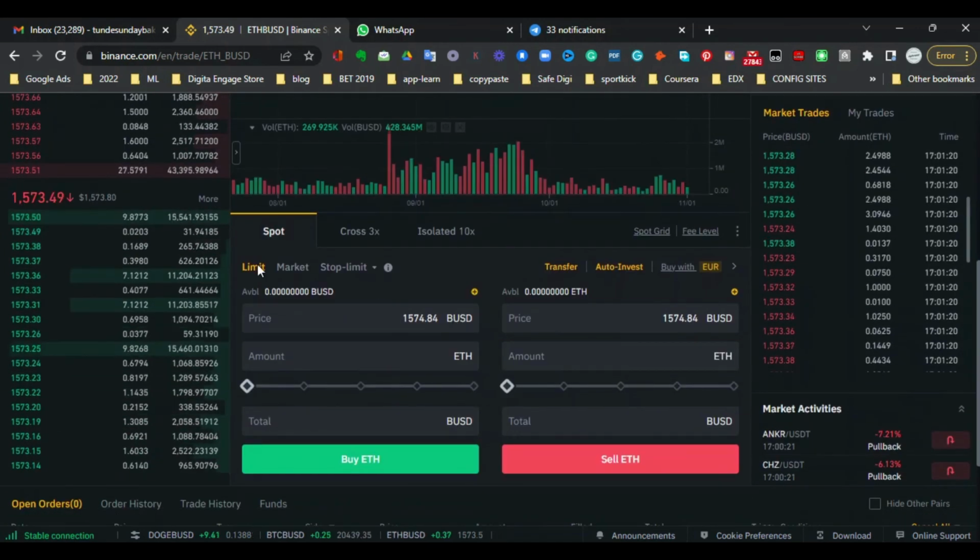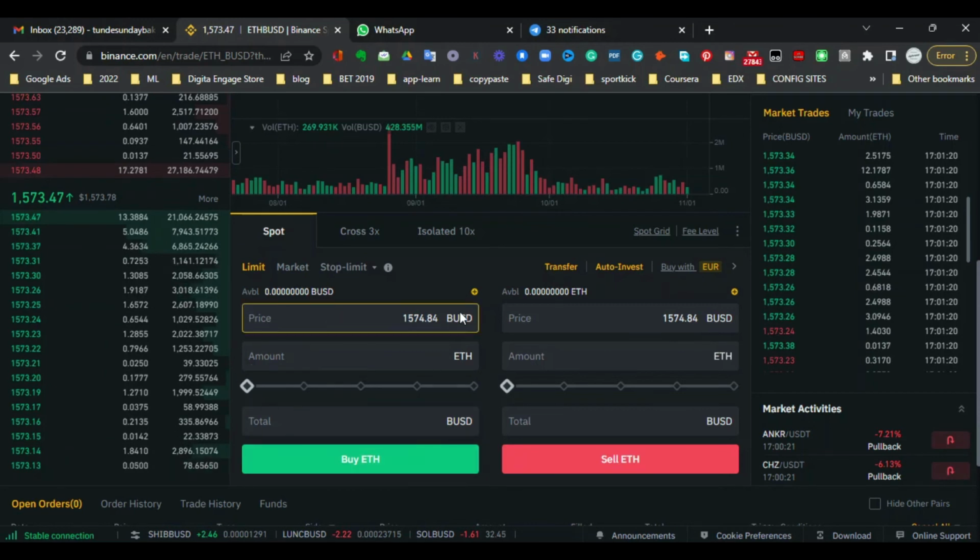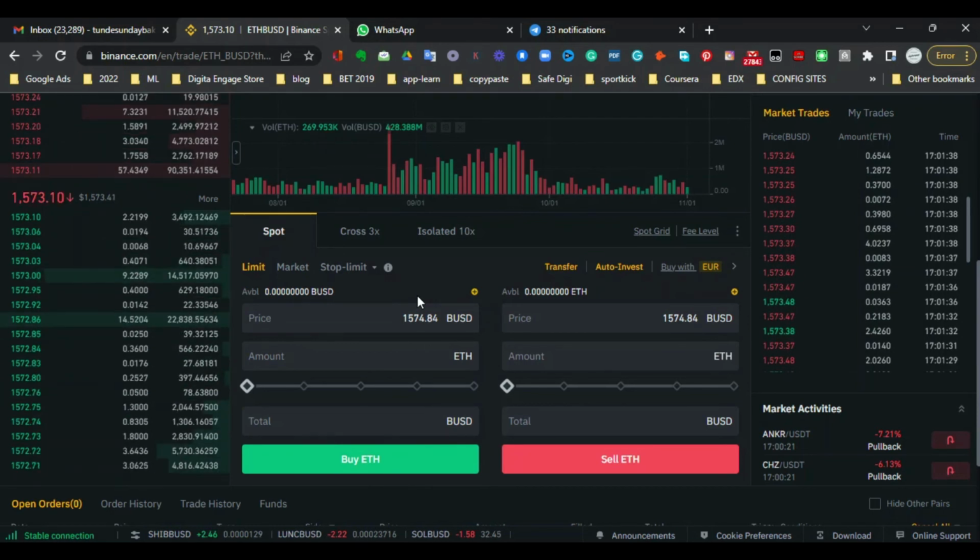a limit order. The first thing you check is spot. Are you in the spot section, the spot trading section? Then you click on limit. Here is the box to place the buy limit order. The buy limit order.